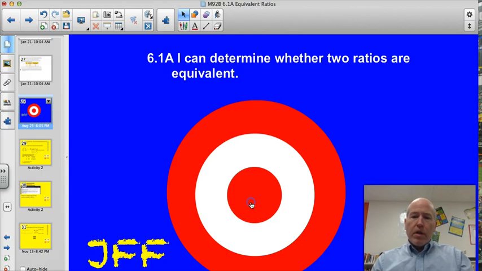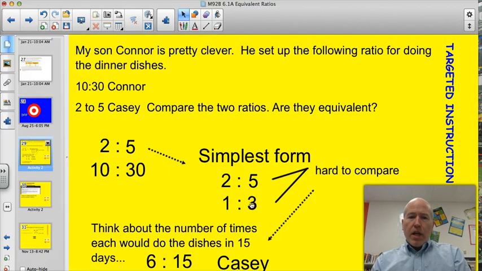Let's do this thing. Well, I have two sons, Connor and Casey, and they're a little bit competitive, and they're always trying to kind of outmaneuver one another. So here's the question about those two. My son Connor is pretty clever. He set up the following ratios for doing the dinner dishes. Connor, 10 to 30, Casey, 2 to 5. Compare these two ratios. Are they equivalent?